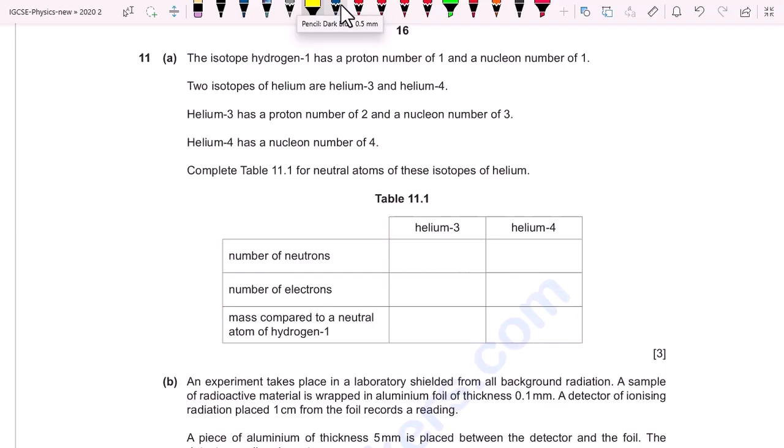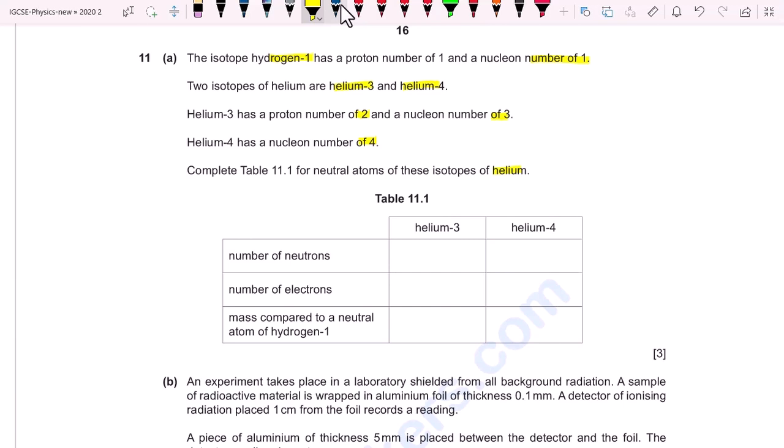Question number 11, part A. The isotope hydrogen-1: we are given that the hydrogen isotope has a proton number of 1 and a nucleon number of 1. Its proton number is 1 and nucleon number is also 1. Two isotopes of helium are helium-3 and helium-4. Helium-3 has a proton number of 2 and a nucleon number of 3. Helium-4 has a nucleon number of 4. Complete table 11.1 for neutral atoms of these isotopes of helium.